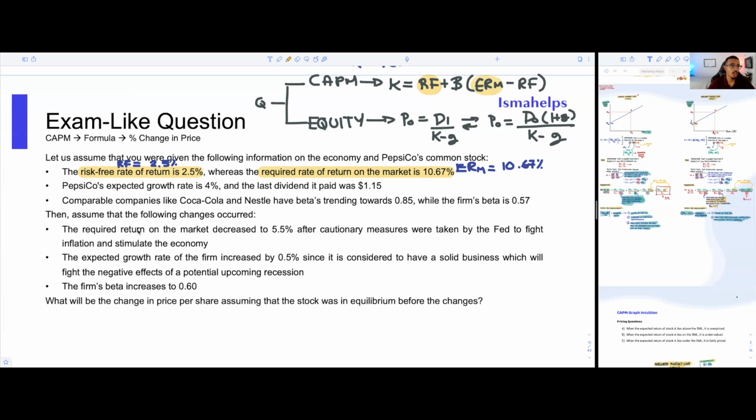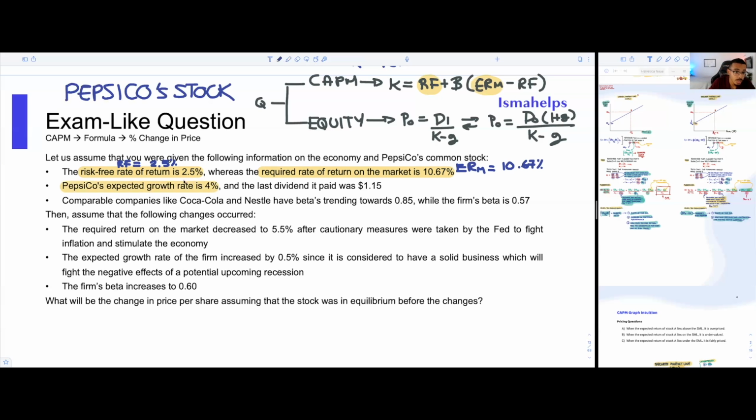They also told you that PepsiCo's expected growth rate is 4% right now. So PepsiCo's expected growth rate is 4%. At this point, bells should be ringing, okay? We're looking at PepsiCo. That's the focus right now. We care about PepsiCo, okay? It seems pretty obvious. We care about PepsiCo's stock, okay? So just keep that in mind.